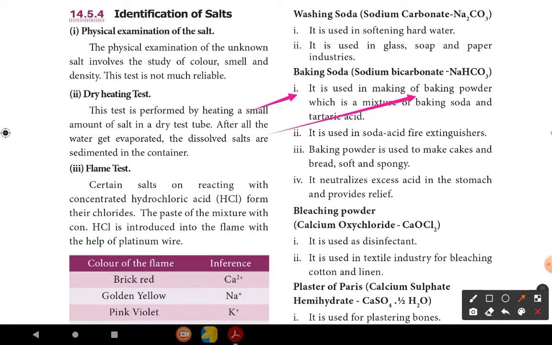Okay, so baking soda is very important for making baking powder. So what is baking soda? Sodium bicarbonate. And then the second use, it is used in soda acid fire extinguishers. You know what is a fire extinguisher? A fire extinguisher is used for putting out the fire.